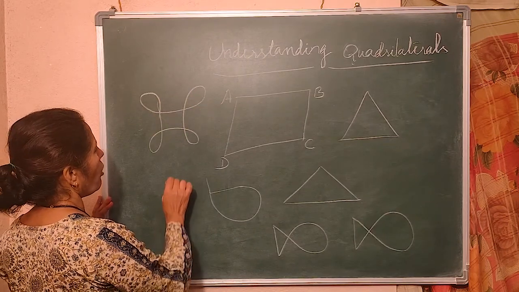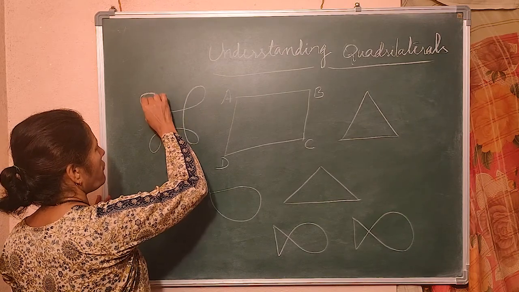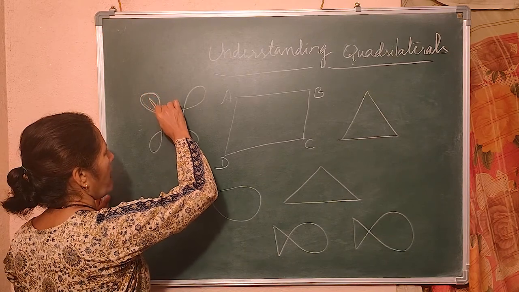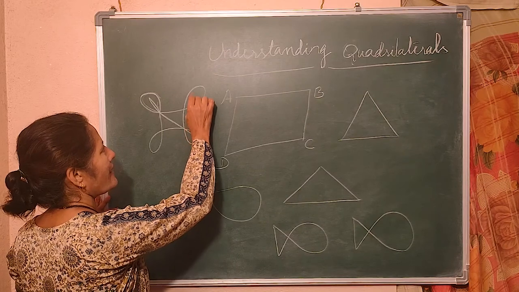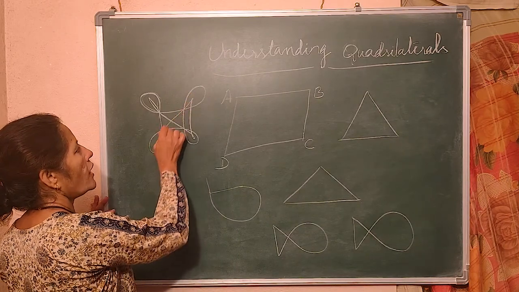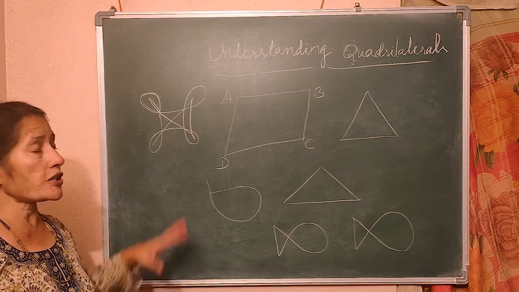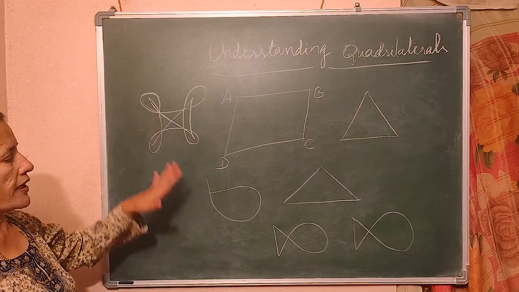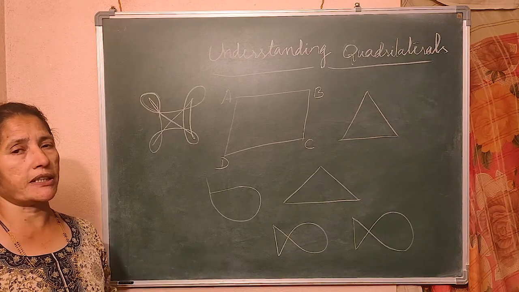Right? If I draw like this and then after that I do like this, I should not repeat that path again. So then it is not a simple curve. It is a complex curve. You understand? So you understood what is the meaning of curve, what is closed curve, what is open curve.